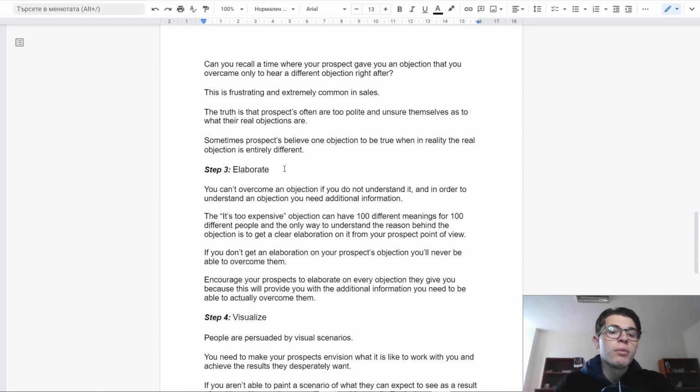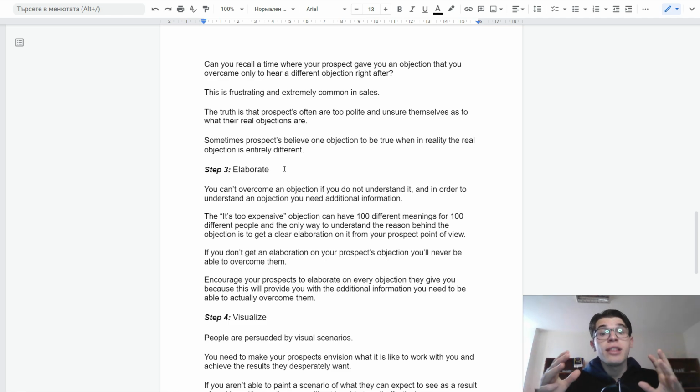That's why you need to come to step 3, which is elaborate. You can't overcome an objection if you don't understand it, and in order to understand an objection you need additional information. The "it's too expensive" objection can have 100 different meanings for 100 different people, and the only way to understand the reason behind the objection is to get clear elaboration on it from your prospect's point of view. For someone, $10,000 can be too expensive, but for someone else, $100,000 can be too expensive. That's why you want to get clear on your prospect's point of view and find out what the real issue is.